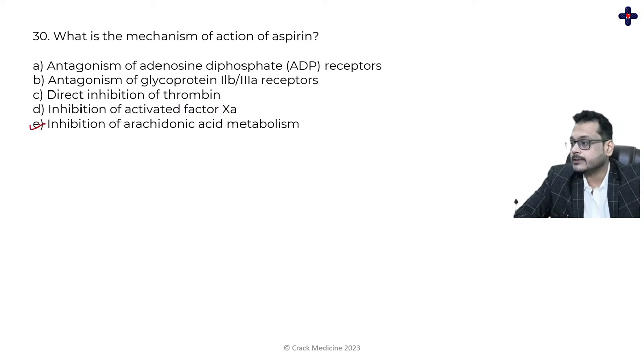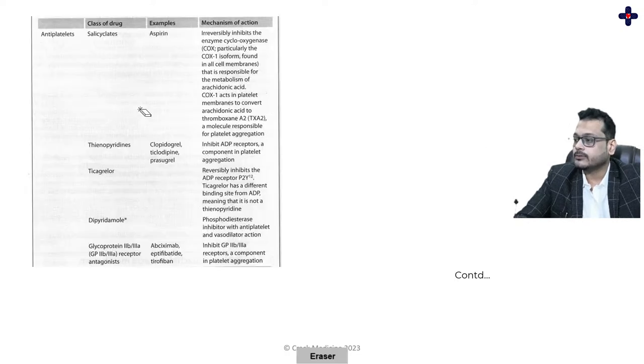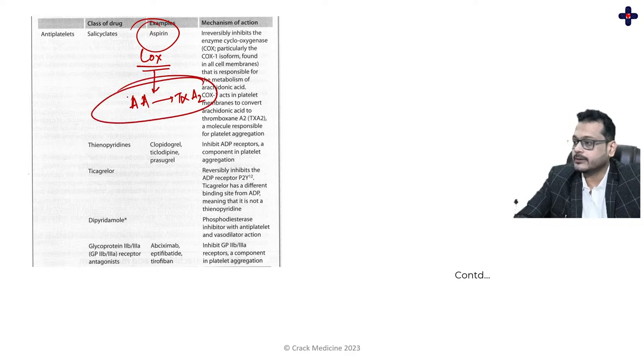Absolutely correct, this is E, inhibition of arachidonic acid metabolism. Now aspirin is very important, so aspirin will definitely be asked in the exam in one way or the other. Basically, irreversible inhibition of the cyclooxygenase pathway directly leads to the arachidonic acid pathway, which forms thromboxane A2. So this is what is inhibited. Aspirin inhibits this pathway.